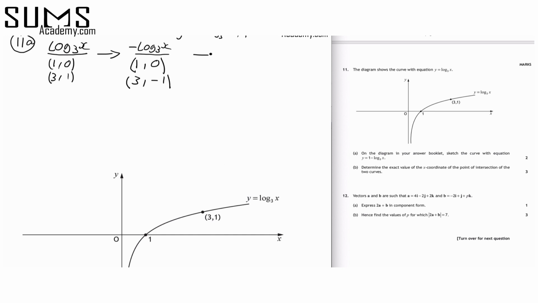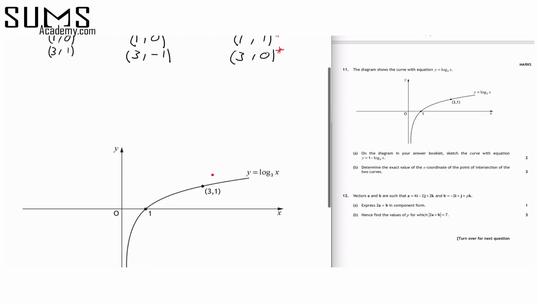Okay, and then when you do your second transformation, minus log 3x plus 1, you're just moving them up by a vertical value. So this value then becomes 1, 1, and this then becomes 3, 0. So these are our two important coordinates. So we can mark them on here. So 3, 1, and here, roughly there.